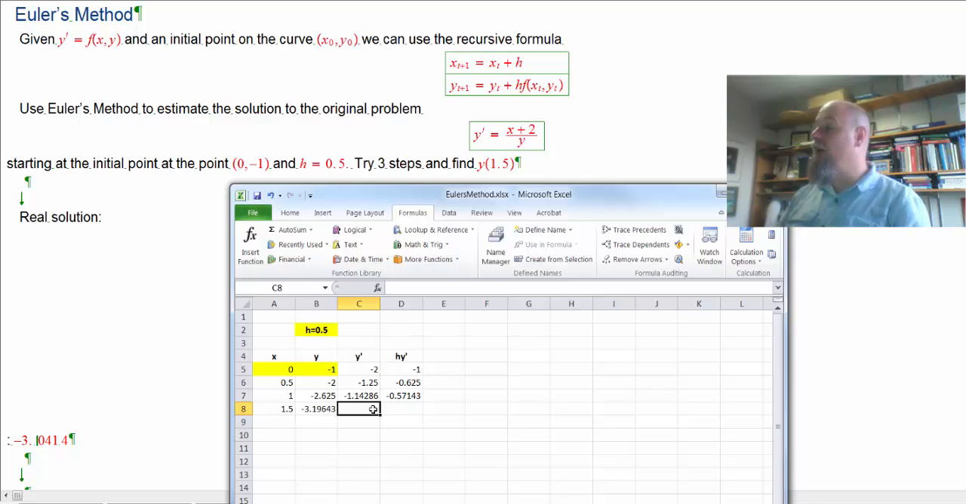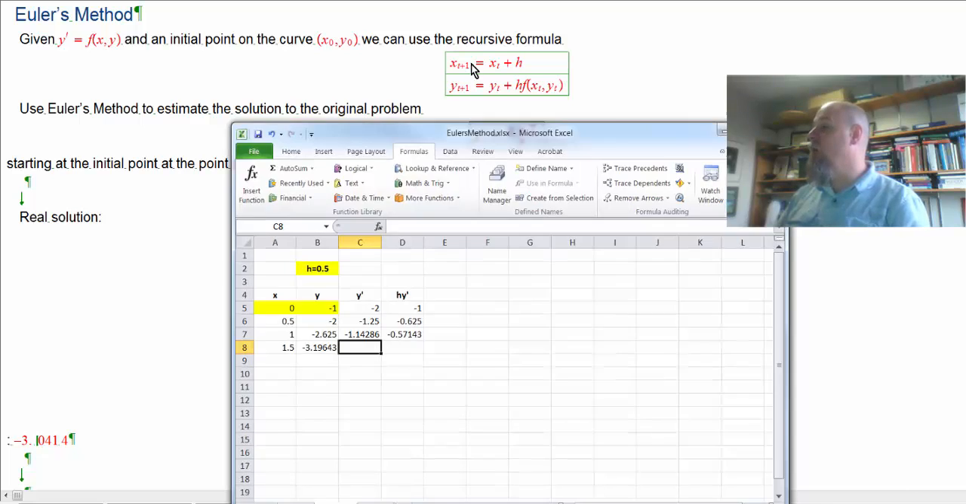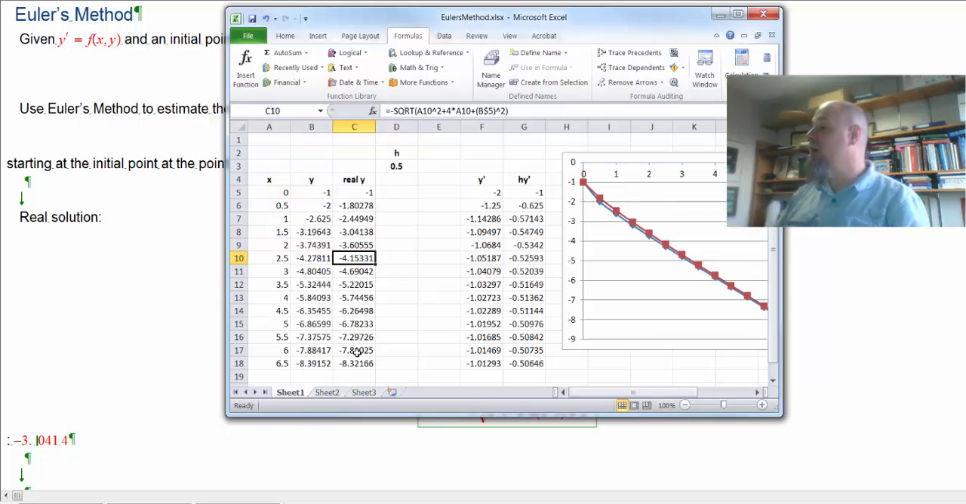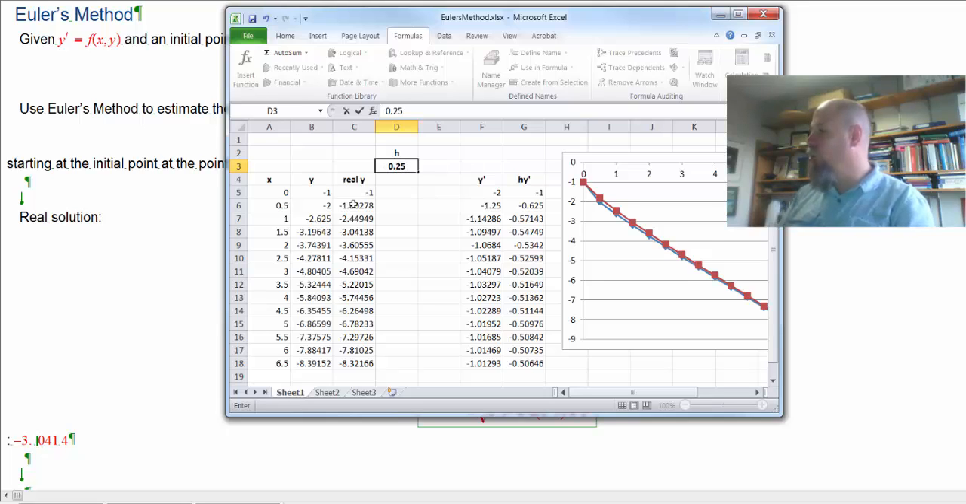If I wanted a better answer, what I should do would be to make a smaller step size. So here I'm interested in 3. Here I'm interested in 3. And when x is equal to 1.5, there's my Euler's method. There's my actual with a step size of a half. In this case, let's make a smaller step size of 0.25. So we'll just do a quarter.